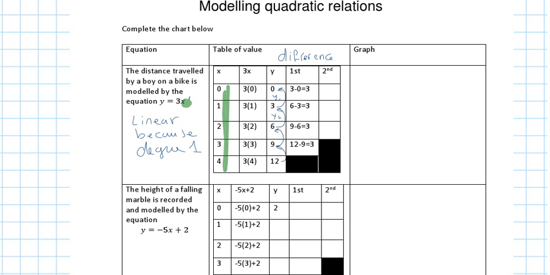Because the first difference is constant, I know it's a linear function. So linear, because the first difference is constant. In an equation, if it's degree 1, I know it's linear. In a table of values, if I do the first difference and it's constant, I know it's linear.